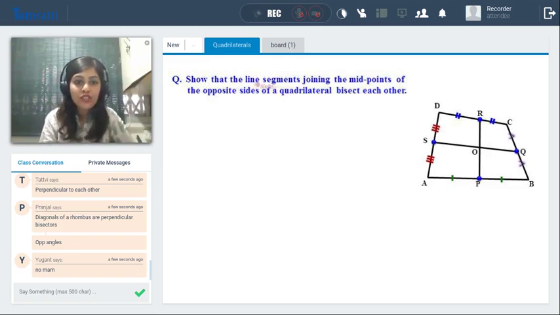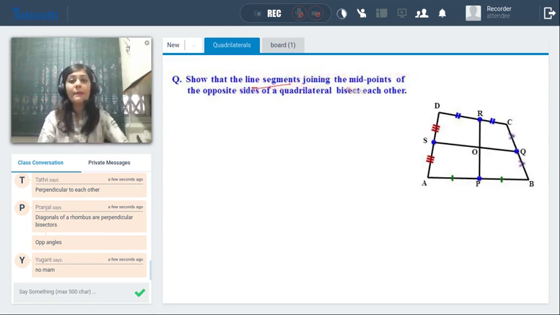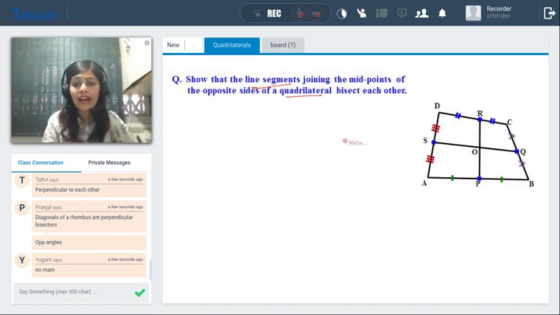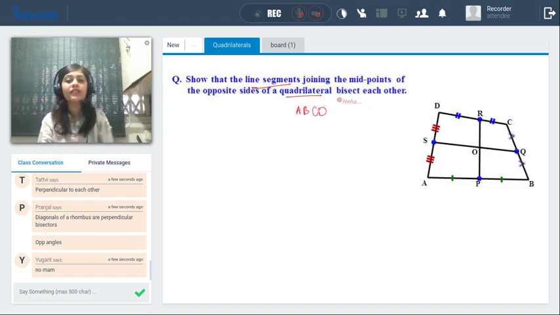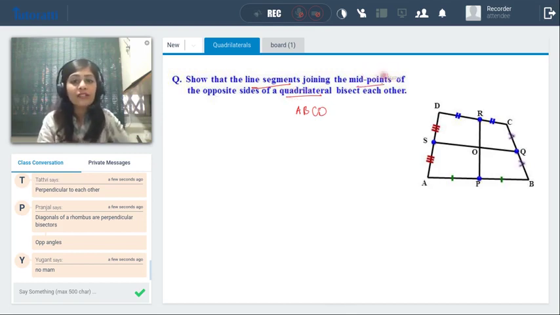Okay, pay attention. Show that line segments joining midpoints of opposite sides of a quadrilateral bisect each other. Let's see, what do we have? First thing what we understand is we have a quadrilateral. So what do we have? We have quadrilateral ABCD. Yes, that is what is given to us in the figure, quadrilateral ABCD. Now, what does it say? Midpoints of opposite sides of quadrilateral. That means AD and BC.